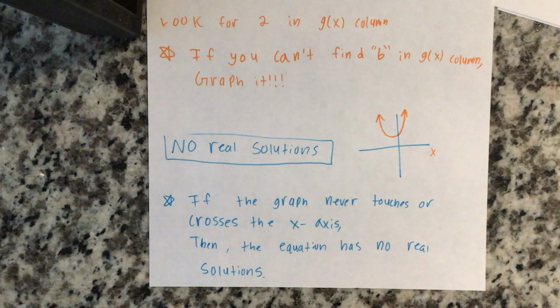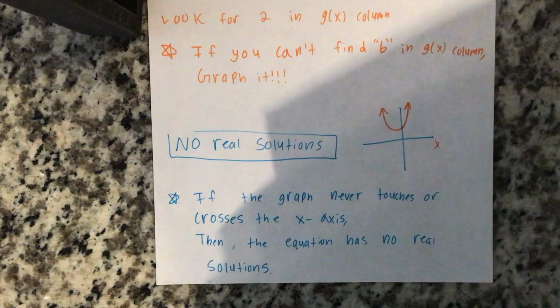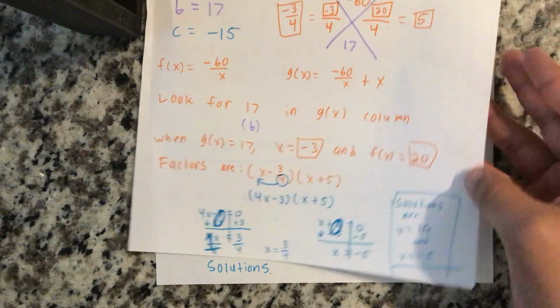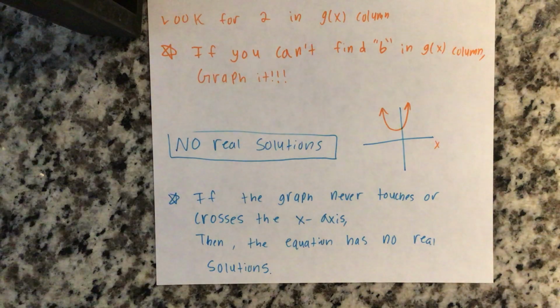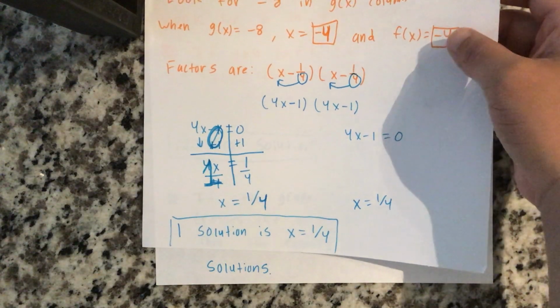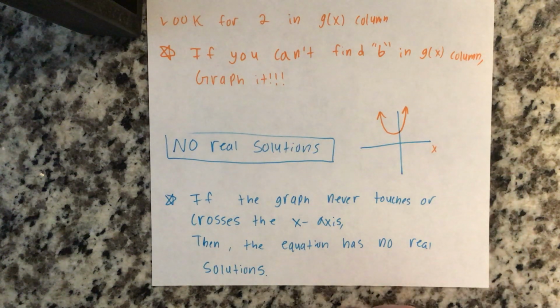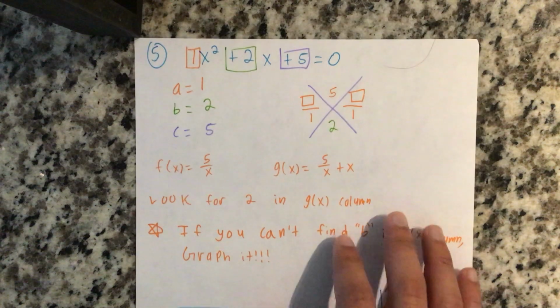We could have 2 solutions, like our first example. Let me pull that up. We could have 2 solutions, like this one, right? We could have 1 solution, like example 4, or we can have no solutions, like example 5, okay? Those are the 3 options that you're going to have.